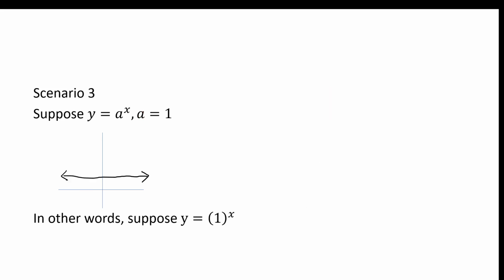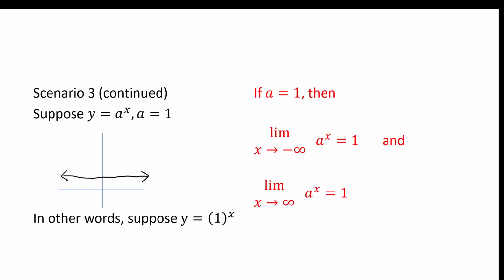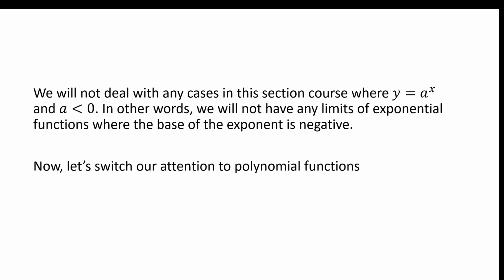What if a actually equals 1? Well, that's kind of a silly example, but we could say y equals 1 to the x. It would just be a straight line, and we would be able to say the limit as x goes to negative infinity of that function is actually equal to 1, and the limit as x goes to positive infinity of that function is equal to 1 as well. Now, we're not going to deal with any cases in this course where y equals a to the x and a is less than 0. In other words, where the base is negative.